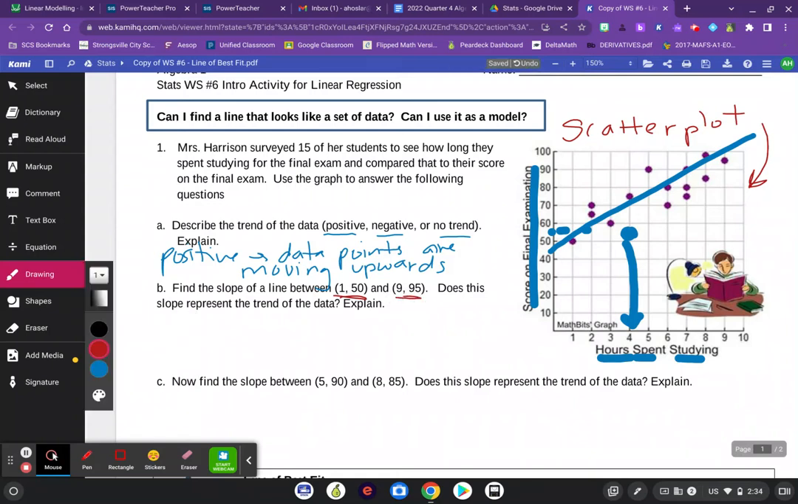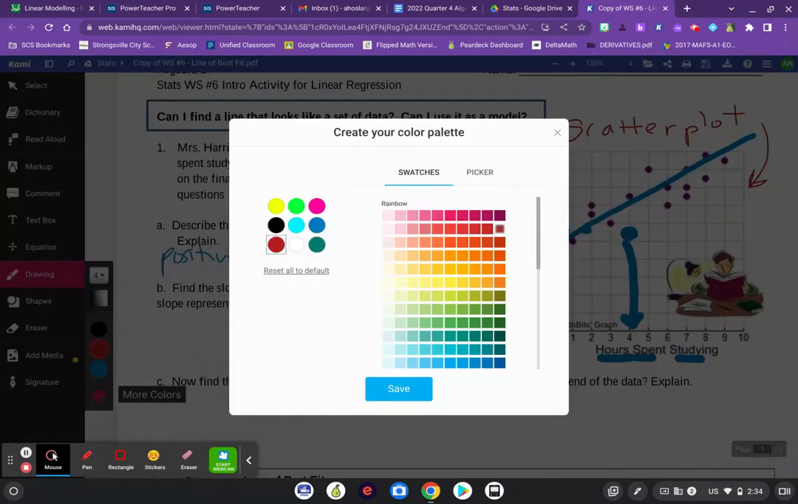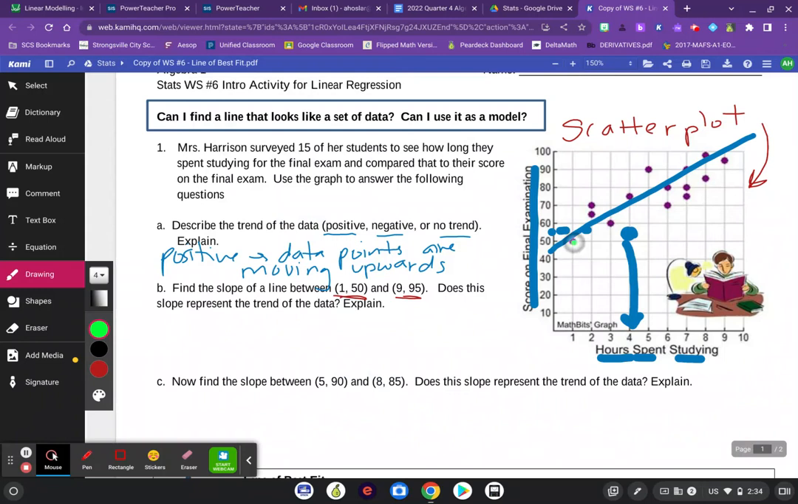All right, so let's take a look. If I look at the point (1, 50), and let's pick this bright green, okay, (1, 50) would be this point right here, and (9, 95) would be this point right here. And I want to find the slope between those two points. So it means I have to remember the slope formula.